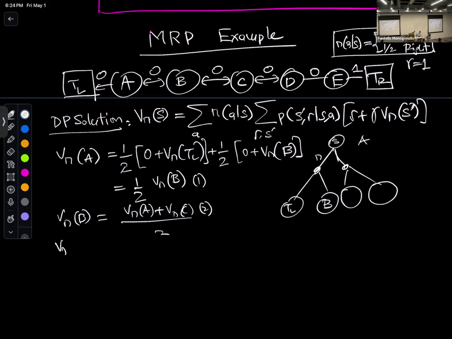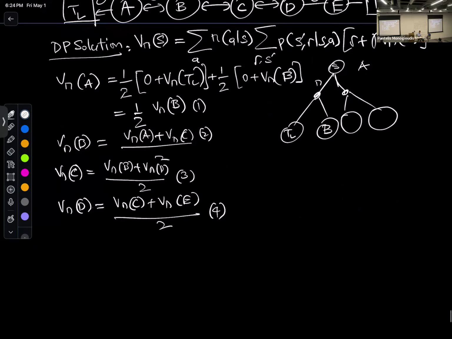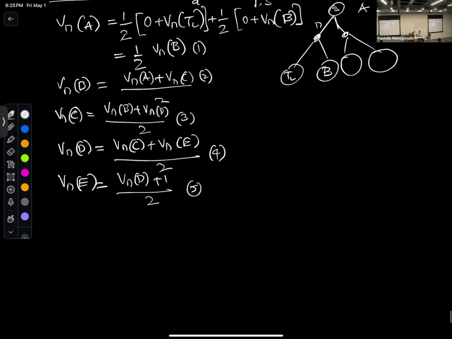I'm going to write quickly the other ones. V pi of C is equal to V pi of B plus V pi of D divided by 2. That's equation 3. V pi of D is equal to V pi of C plus V pi of E divided by 2. That's equation 4. Finally, V pi of E is equal to V pi of D plus 1 divided by 2. That's equation 5. And now we have a system of linear equations, exactly what we did about 3 weeks ago. And we can solve it.